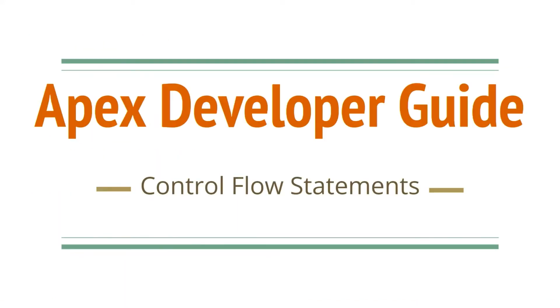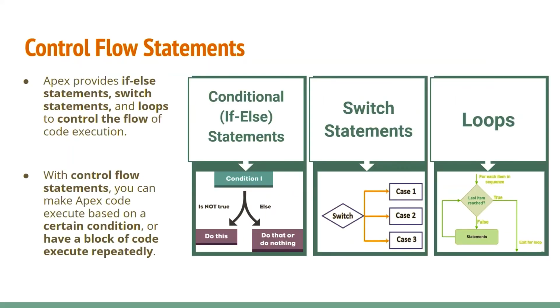Moving ahead, we will talk about control flow statements. As its name suggests, how we can control the flow of that particular data, or the business logic. So first, we are very well aware we have conditional statements, that is if else, then we have switch statements, then we have some of the loops. So Apex provides if else statements, switch statements, and loops to control the flow of code execution. With control flow statements, you can make Apex code execute based on a certain condition, or have a block of code execute repeatedly.